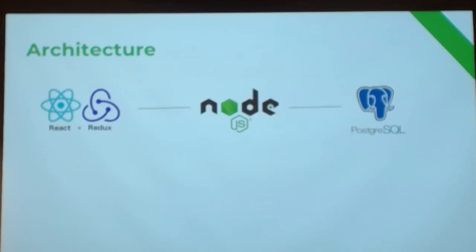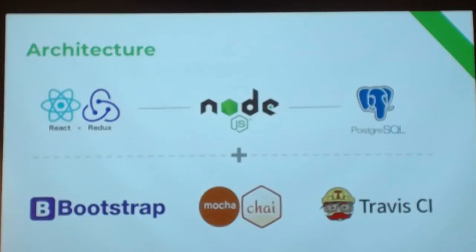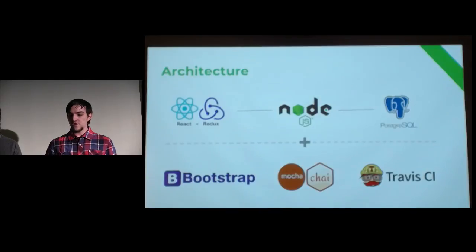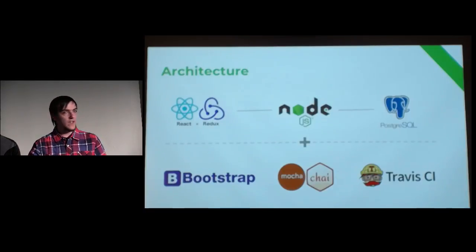The previous team left us with this architecture: Node and Express in the back end, communicating with a Postgres database, and the front end using React and Redux. Over the course of this year, we added some improvements. We added Bootstrap to the front end to make it easier for us to iterate and improve on the front end design. We cleaned up the unit tests in Mocha and Chai, and we added a Travis CI continuous integration pipeline, which uses the unit tests to make sure the build is working before deploying to AWS.